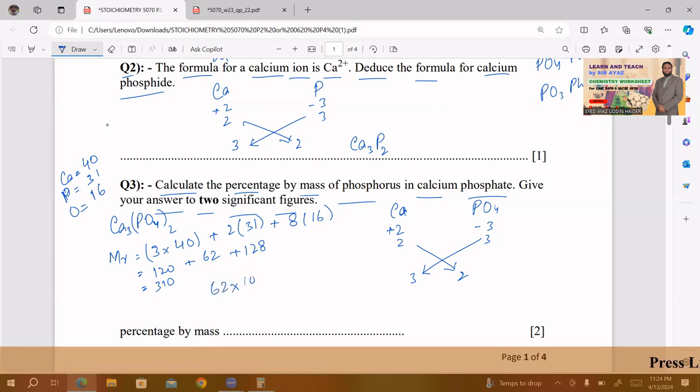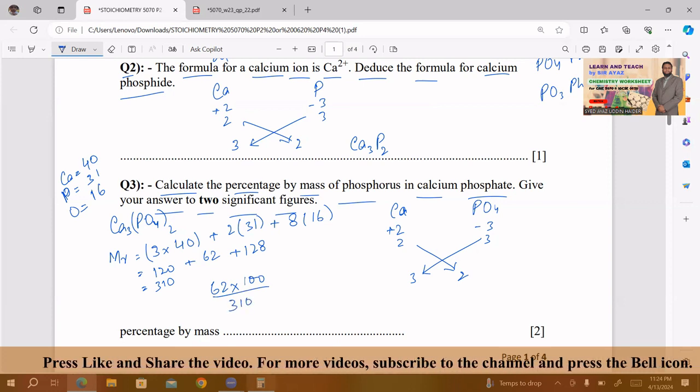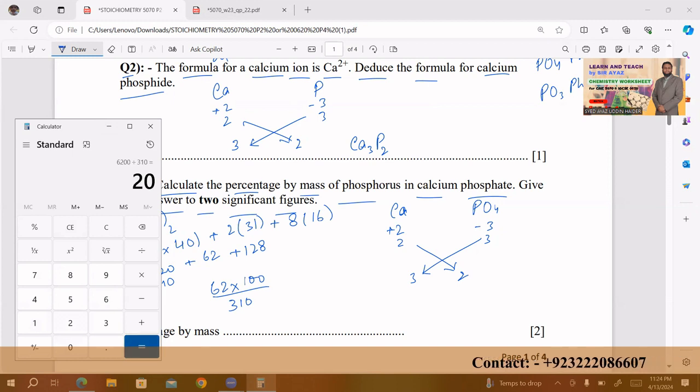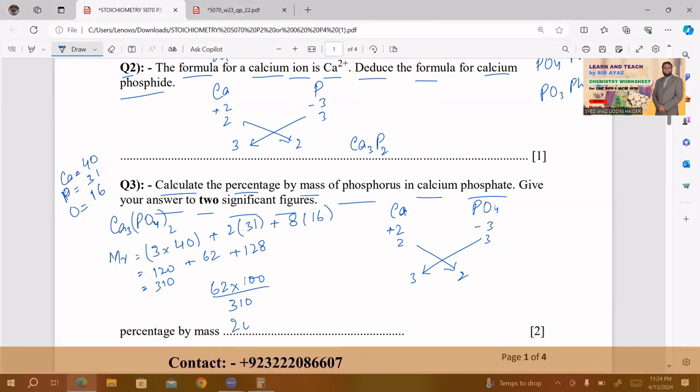62 will be multiplied by 100 and divided by 310, which is the MR here. So 62 multiplied by 100 divided by 310 gives 20%. This will be the final answer for phosphorus.